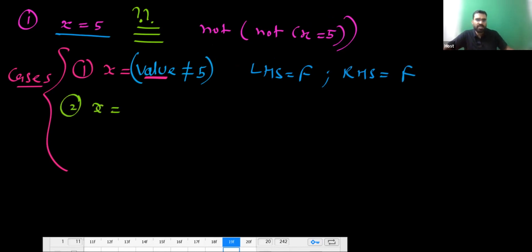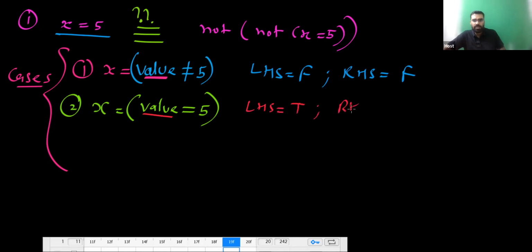Okay, what is the second situation? The second situation is when x is some value which is 5. In this situation, both LHS and RHS will be true, right? The third situation is when x is null.